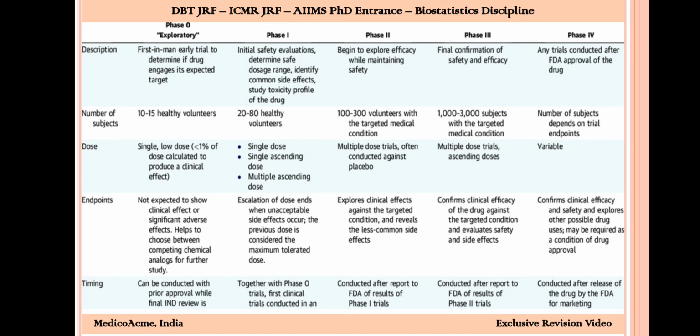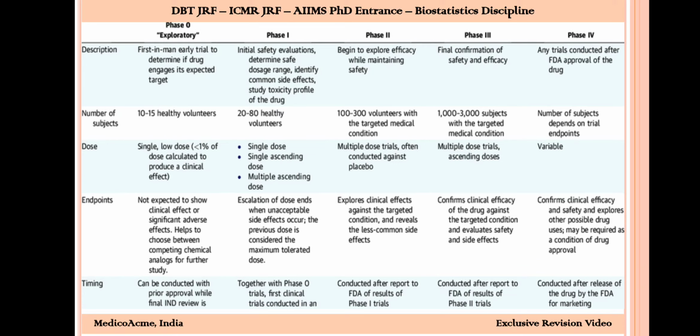Okay, so endpoints is basically the termination of the clinical trial. In the phase 1 trial, escalation of dose ends when unacceptable side effects occur. So when the side effects are very few, only then will it pass to the phase 2 trial. Maximum tolerated doses can be used in the phase 2 trial. This is very important. The phase 2 trial explores the clinical effects against the targeted condition and reveals the less common side effects.